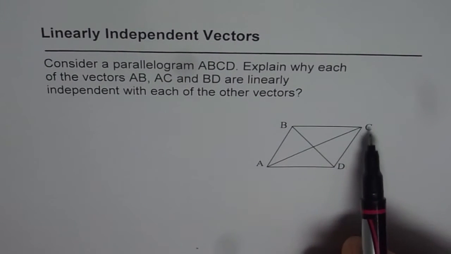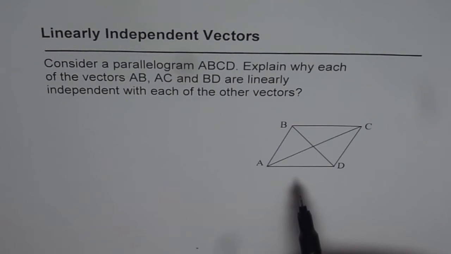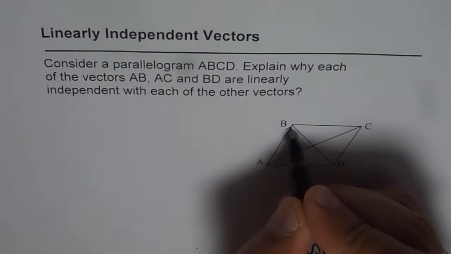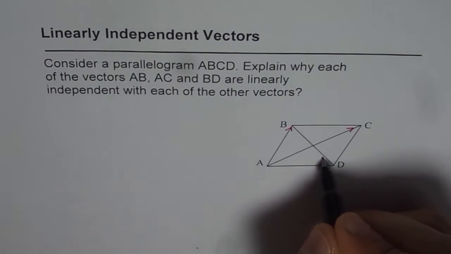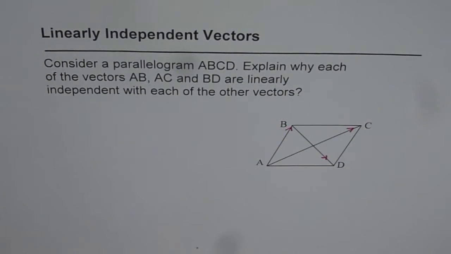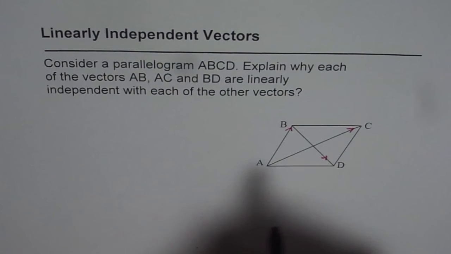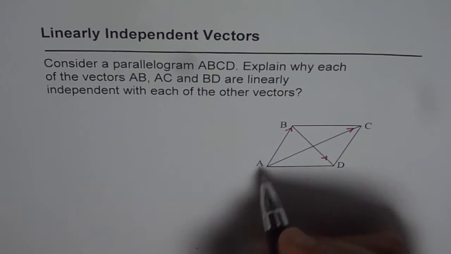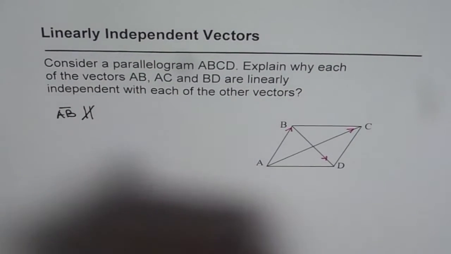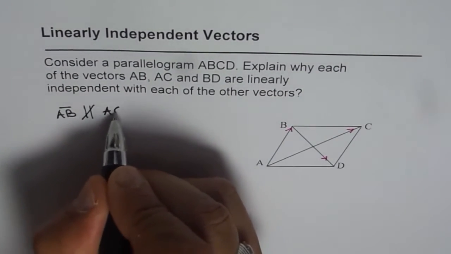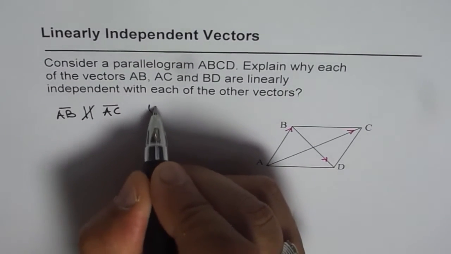So we are given this parallelogram ABCD and we need to explain why AB, which is this vector, AC, which is this vector, and BD, these three vectors are linearly independent with each other. So we need to explain why it is so. Well, as you can see, AB is not parallel to AC, right? Therefore linearly independent.